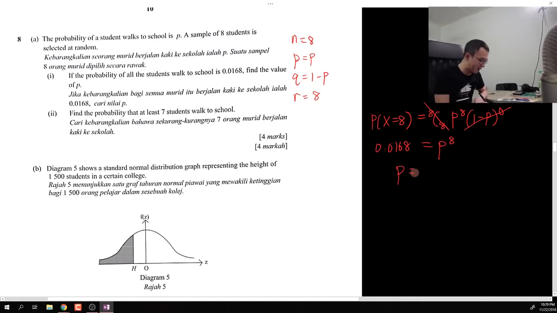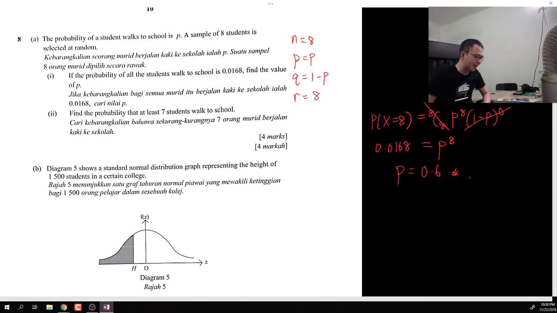So I can get my P by taking the 8th root of the number. So the 8th root of 0.0168. Yeah, my P value will be 0.6. Right, so quite simple if you understand the formula.